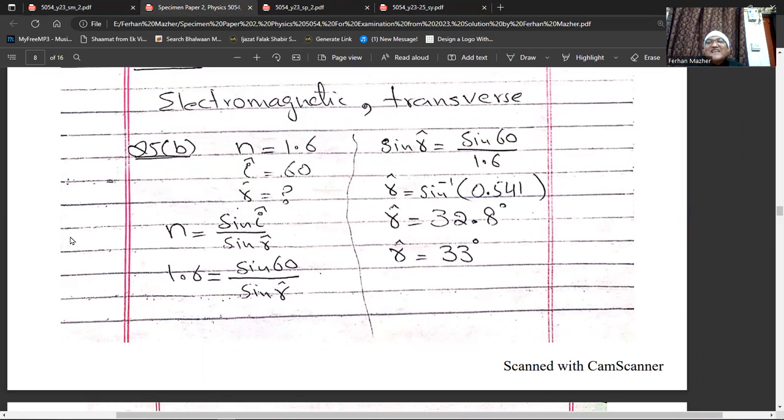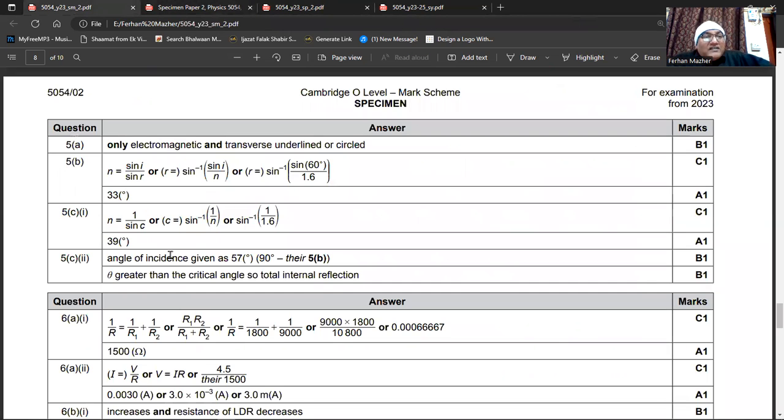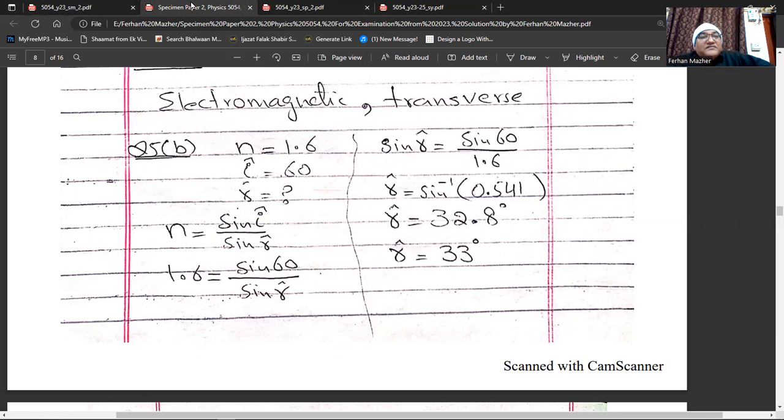The famous formula, Snell's law, we call it: n is equal to sine I by sine R. So 1.6 is equal to sine of 60 divided by sine of R. So sine of R will be equal to sine of 60 divided by 1.6. So R will be sine inverse of sine 60 divided by 1.6, that gives you 0.541. So shift sine 0.541 equals, and that will be 32.8 degrees. So the angle of refraction will be approximately 33 degrees. So question 5, B part, 33 degrees is the right answer. I hope you understand this.